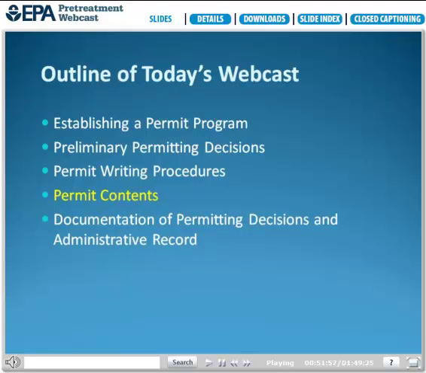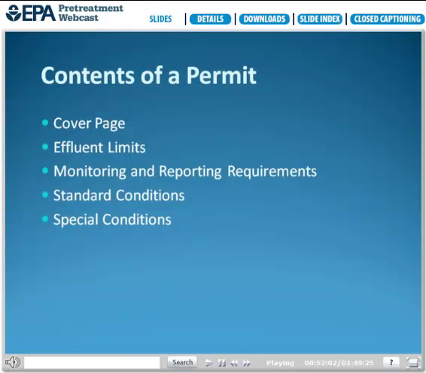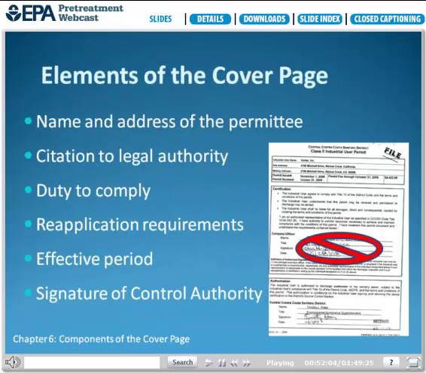The cover page of the permit should have the appearance of a legal document. EPA recommends that the cover page be printed on official agency letterhead or stationery. Even using an 8.5 by 14 paper gives the appearance of a legal document. The cover page should contain the name and address of the permittee. Make sure that the legal name of the permittee and the facility's physical location appear on the cover page. You may also want to include the mailing address if different.